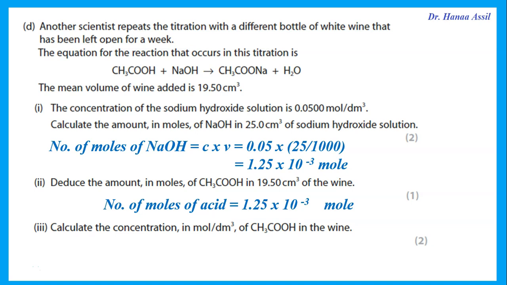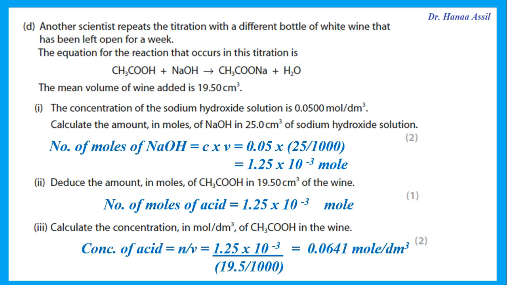Now calculate the concentration of the acid. What is concentration? How do we get that? Number of moles over volume. We are told that the volume of the wine is 19.5. Again, I have to divide by 1,000, and this gives me the concentration of the acid in mole per decimeter cubed.